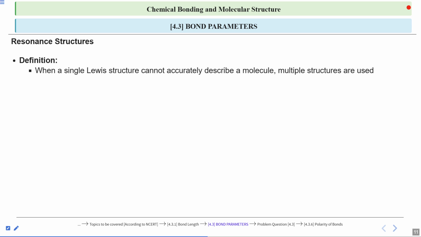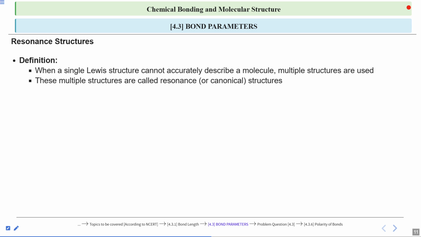So basically what happens is, if you are taking a molecule and drawing its Lewis structure, and on the basis of that you are trying to get the bond order and all, you will see that your Lewis structure is not able to explain all of those. In that case, rather than taking one Lewis structure, we take multiple Lewis structures, and those are known as resonance structures or also known as canonical structures. So both terms are important. Remember both of these terms.